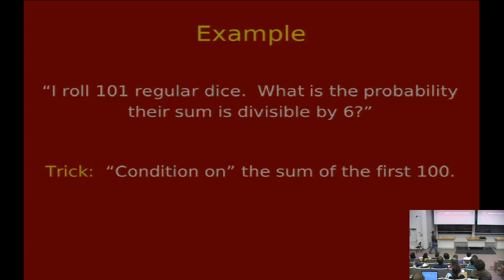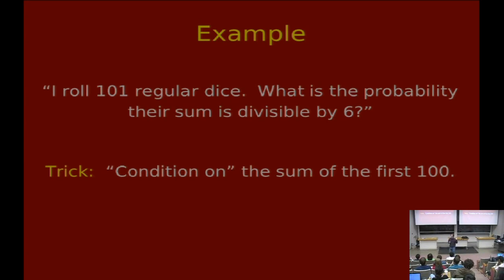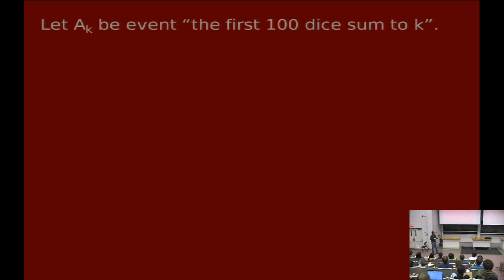And the trick in this problem, this is a problem with a trick, is to condition on the sum of the first 100 dice. If you haven't seen this before, you might not think of this trick, but I'm telling you the trick. So let's consider the outcomes of the first 100 dice. They're going to sum up to some number k. And for each possible number k they might sum up to, I'll define an event, A sub k. So what possible values could k take?